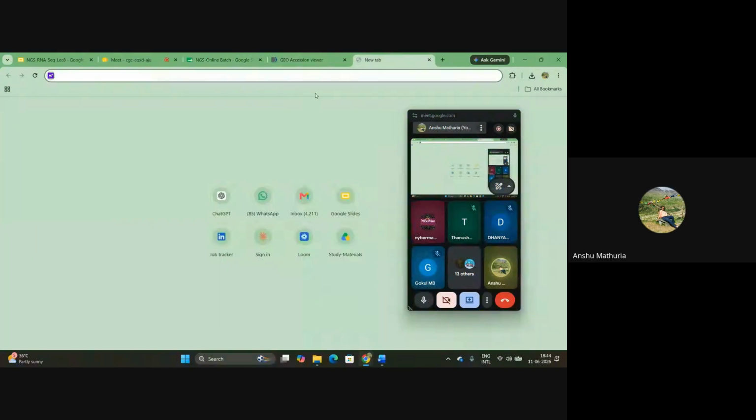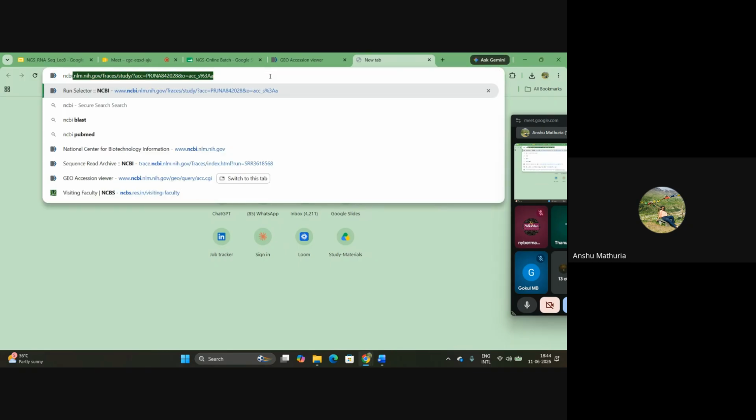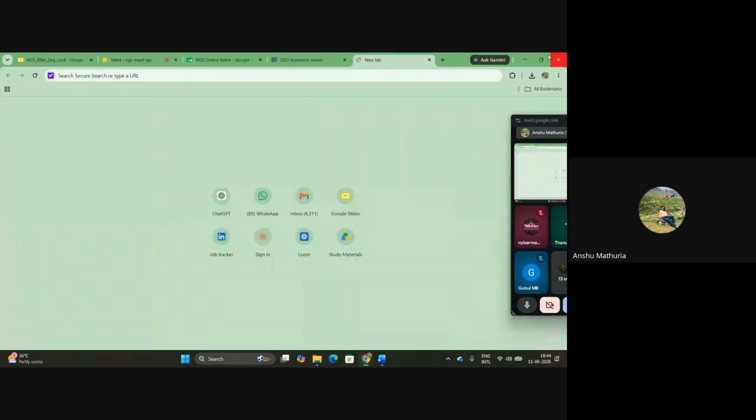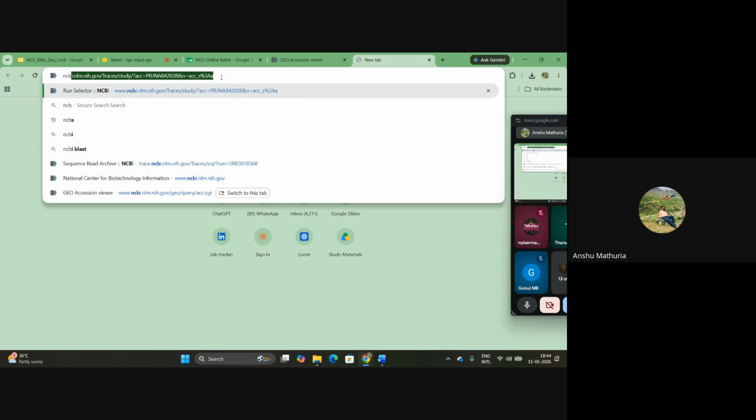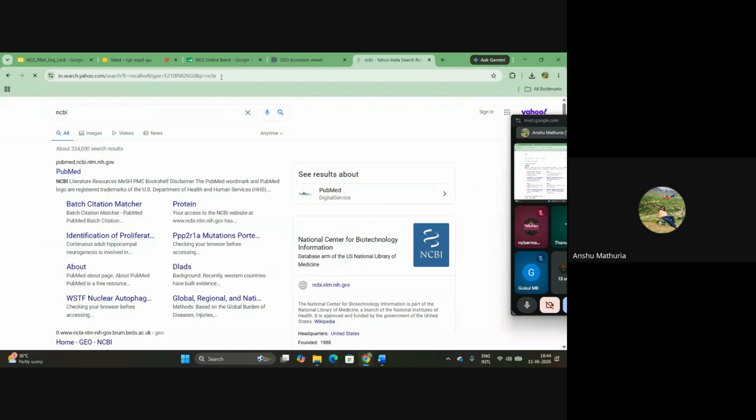Yes, yes. So when you have to download the reference genome, what you have to do is go to the NCBI website. Okay. So when you open the NCBI website, you will go to the NCBI website. This is the first one.